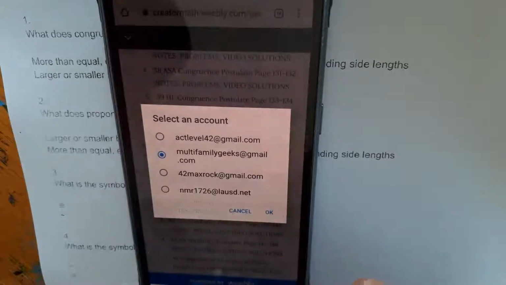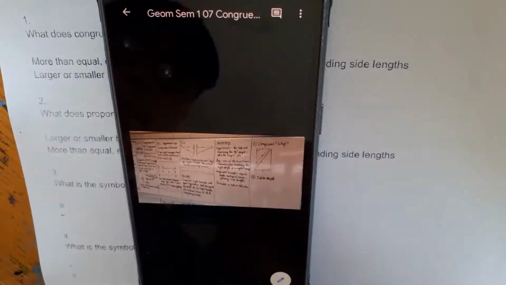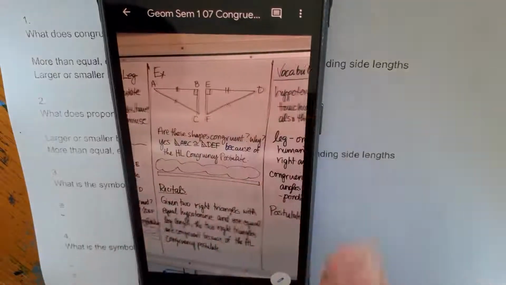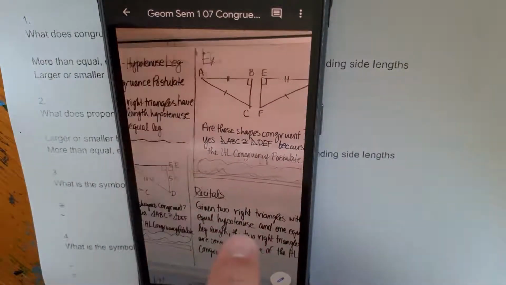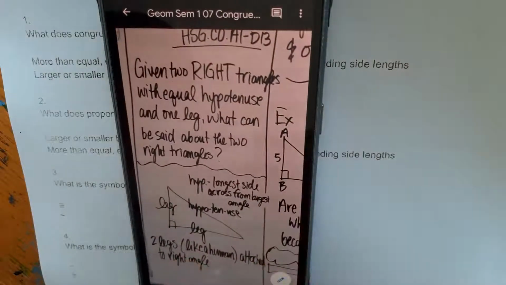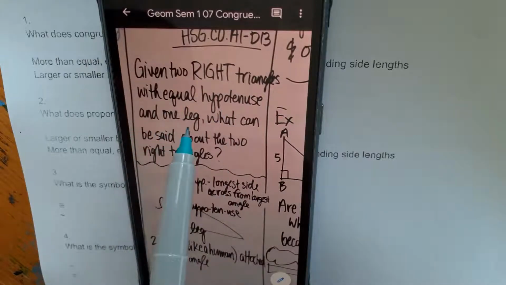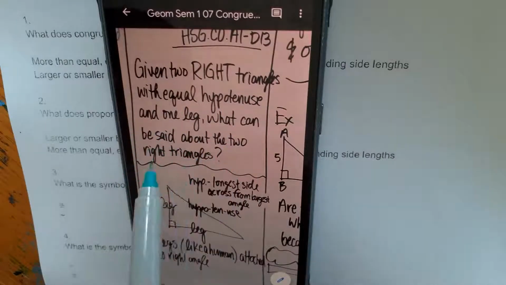So we're going to click Notes. We're going to open this. It might take twice to load. Sometimes it does for me. It opened the first time. You should be able to expand it. Now you're going to be able to take notes directly from your screen, right? So what does this one say? Given 2 right triangles with equal hypotenuse and 1 leg, what can be said about the 2 triangles?